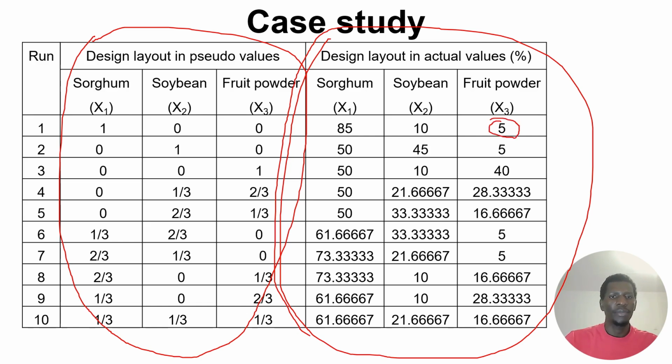So what you have to notice here is that 0 in a mixture design in their pseudo form does not mean absolute 0 in their real form. 0 here simply means the lower limit of component x of i, since the factors are always from 0 to 1.